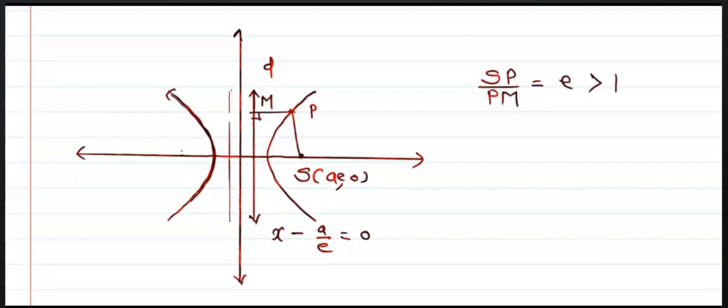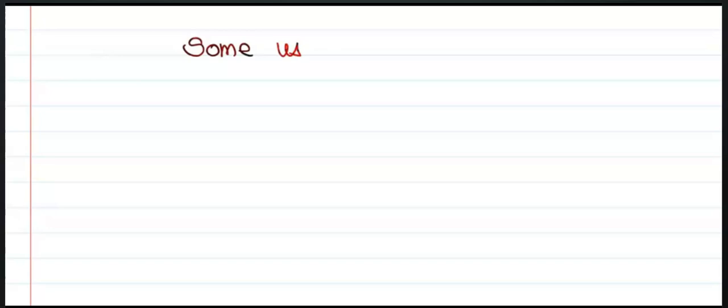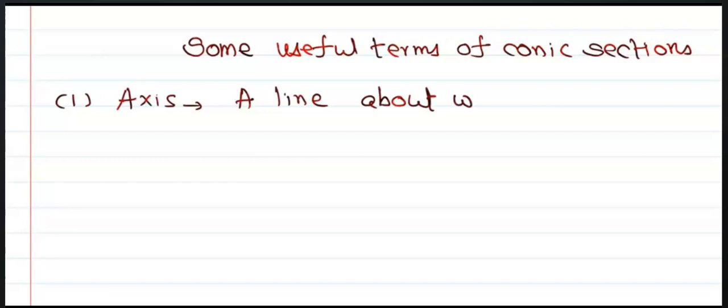Now in this case, SP upon PM, its value is... the hyperbola, its value is greater than 1. Some useful terms of conic section: axis.